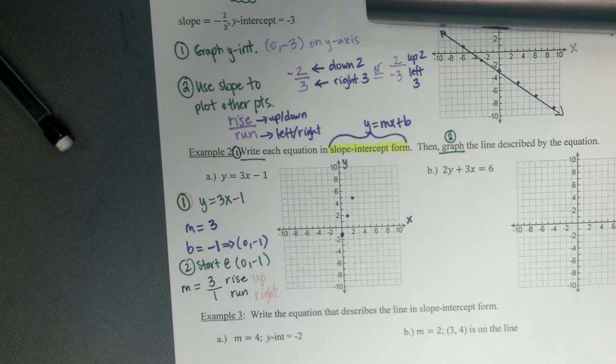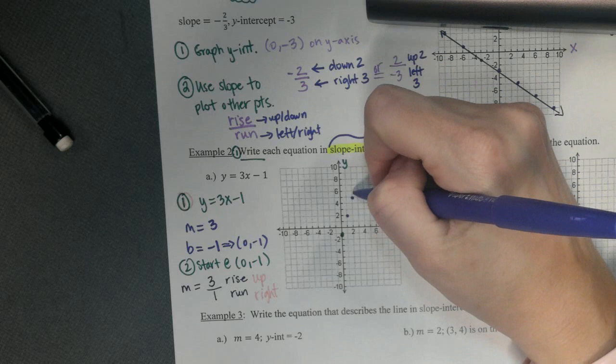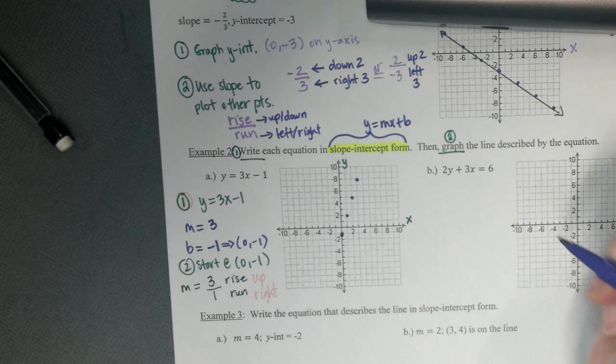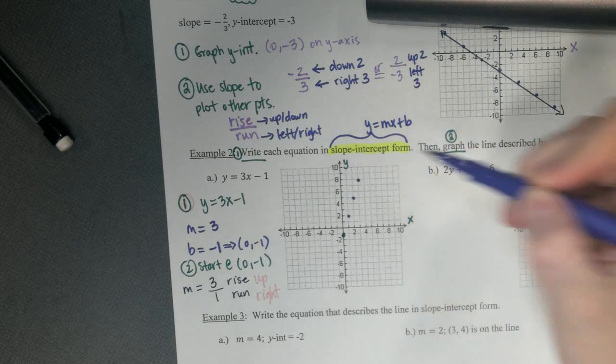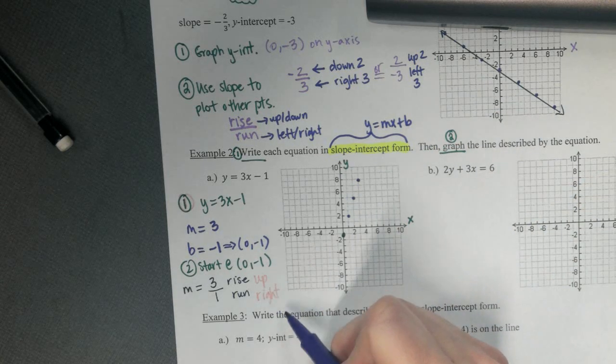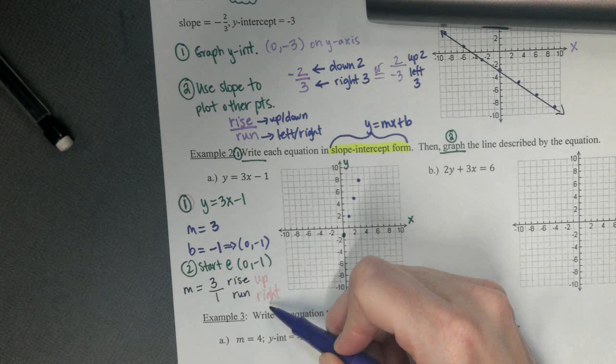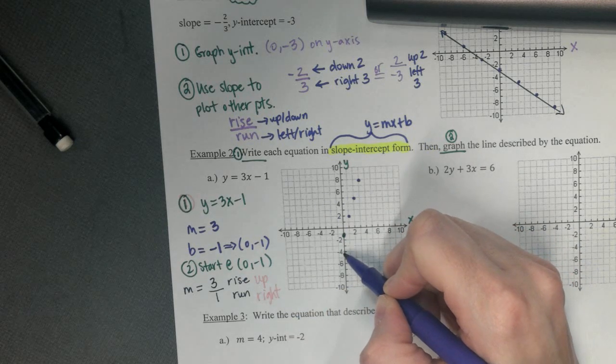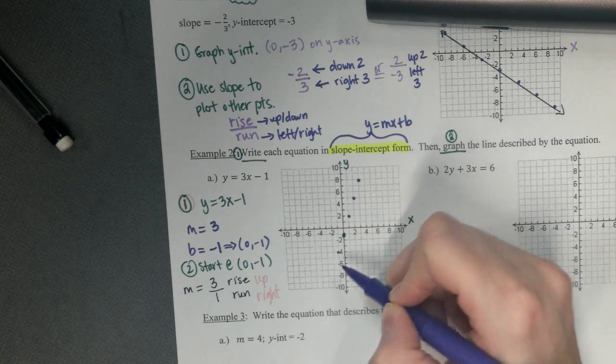Okay, and then once you have gone all the way that you can go, so there was only one more point you had to plot because the next one would be off the graph, you can do the reverse. So instead of going up and right, you can just go down and left. So 1, 2, 3, and then go to the left.